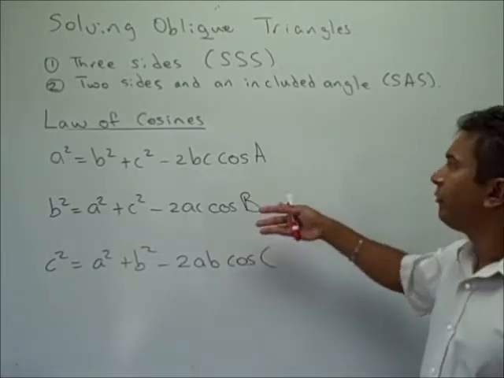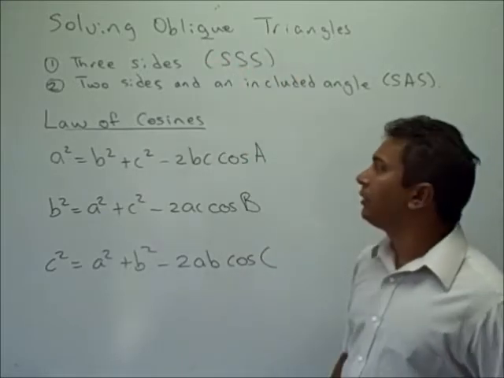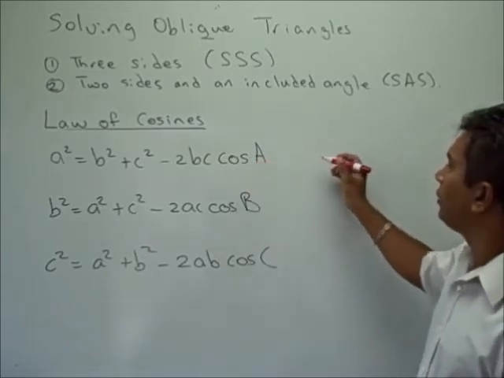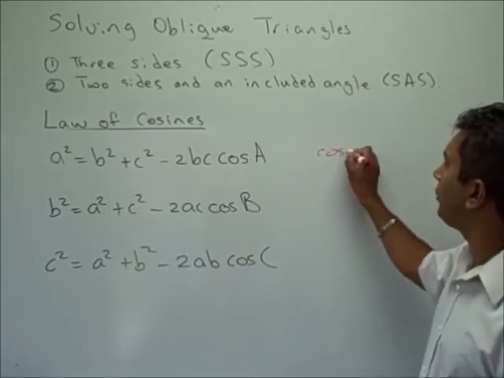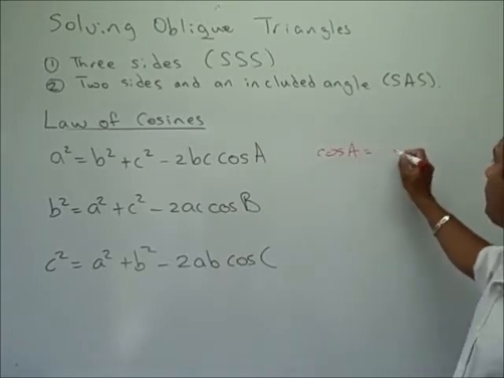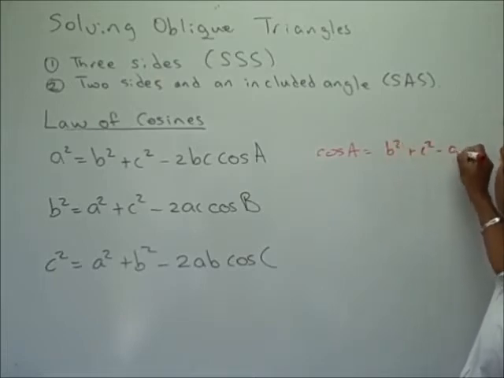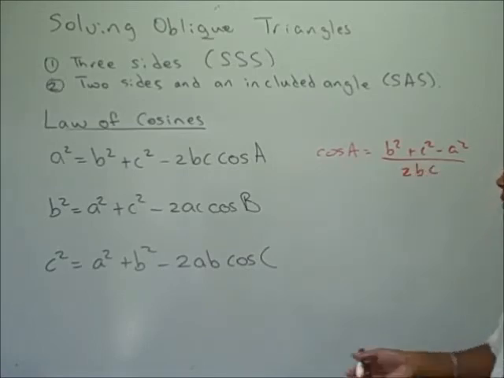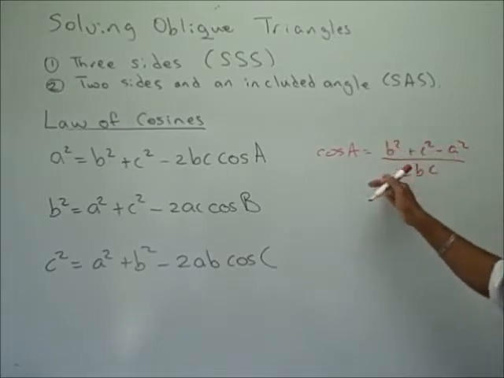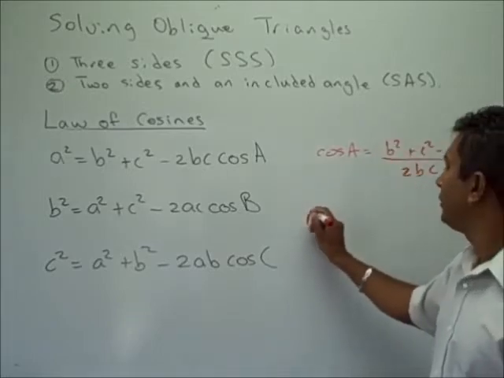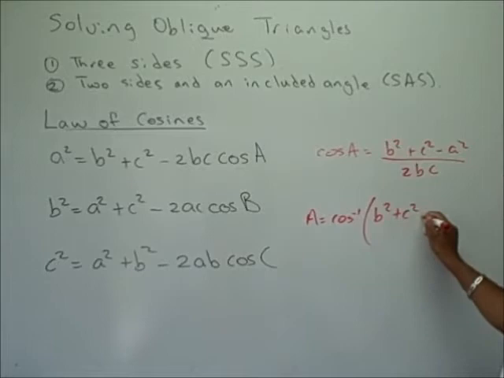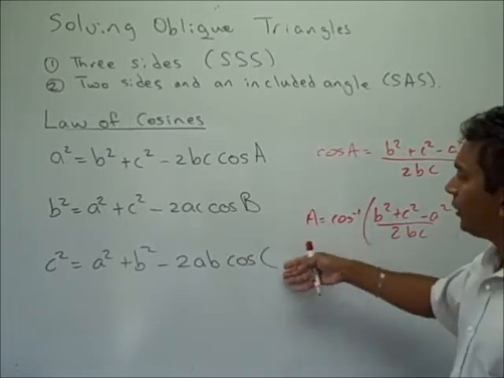We can also use this to find the included angle if we have all three sides. So if we have all three sides, we could find angle A. If we rearrange this, we get cosine of A equal to B squared plus C squared minus A squared all over 2BC. Now to find angle A, all we have to do is find the arc cosine of all of this. So A would be equal to cosine inverse of B squared plus C squared minus A squared all over 2BC. And similarly, we can find angle B and angle C.